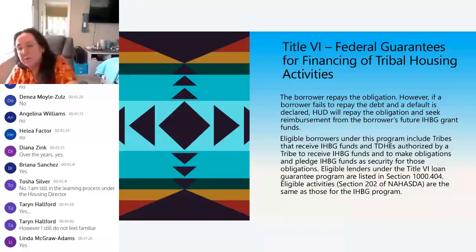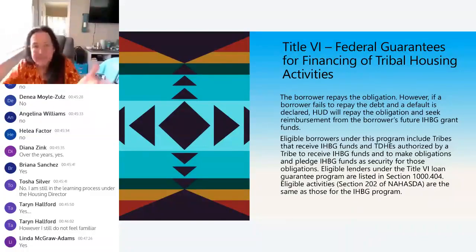So the borrower repays the obligation. If you as the borrower, because that's who's going to be the borrower, your housing entity, fail to repay a debt, and they should declare a default, HUD's going to repay that obligation on your behalf, and then they'll take that money out of your upcoming subsidy, okay? Eligible borrowers under this program include tribes that receive block grants and TDHEs that are authorized to receive block grants and make obligations and pledge funds as security for those obligations.